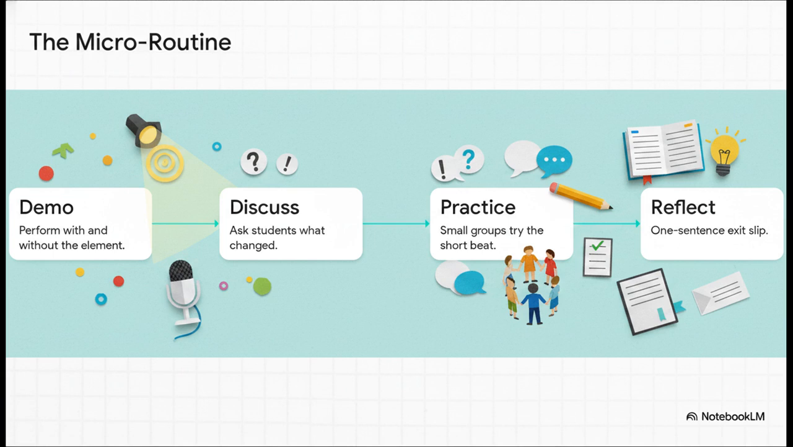You, the teacher, perform a short line or gesture without the element, and then you repeat it with the element. Step 2 is discuss, also just 1 to 2 minutes. Ask the class, hey, what changed? What did that item tell us?